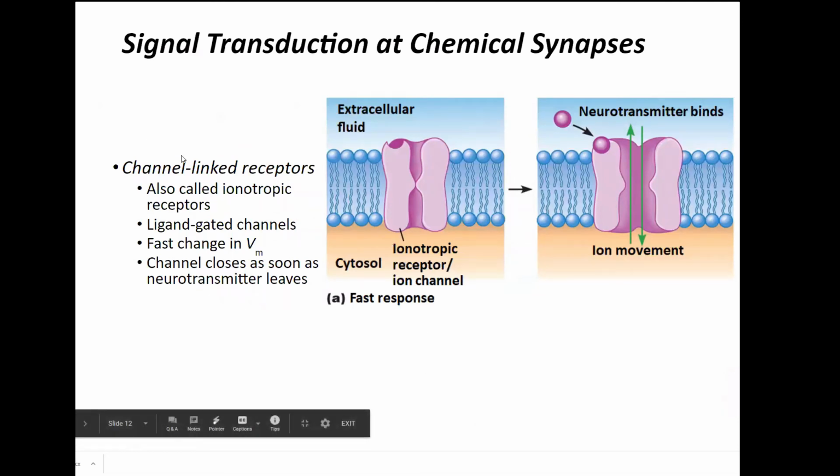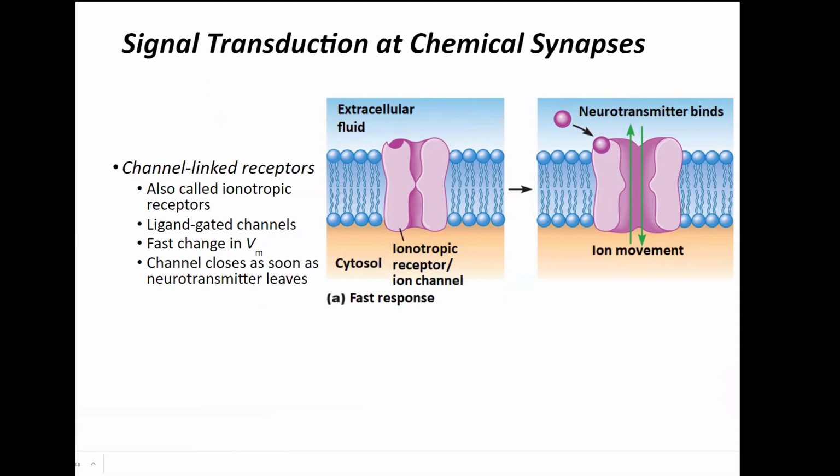So one type of receptor, and this is going to be on our postsynaptic cell, right? This is the cell that's receiving the signal. On our postsynaptic cell, one of the types of receptors we'll see is something called a channel-linked receptor. And we've actually kind of seen this before, when we were talking about graded potentials. I think that was last week, might have been a couple weeks ago. But when we were talking about graded potentials, we talked about ligand-gated channels. And this is basically what we're talking about.